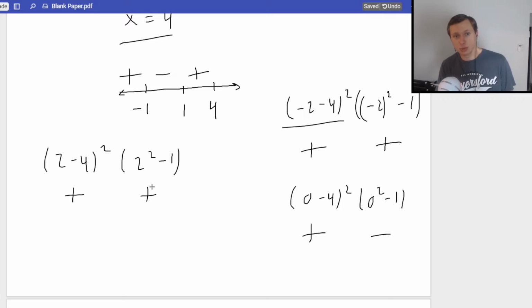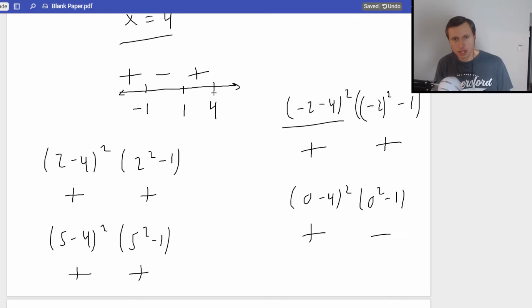And then the last one, a number greater than 4, I can choose 5. So 5 minus 4 squared times 5 squared minus 1. Again, this is going to be positive everywhere for this one. So positive there. Now we're very close to finding the answer. There's just one last thing we need to do, and that is consider the sign changes. Like for instance, at -1, we see we're having positive slopes followed by negative slopes. In other words, increasing followed by decreasing.